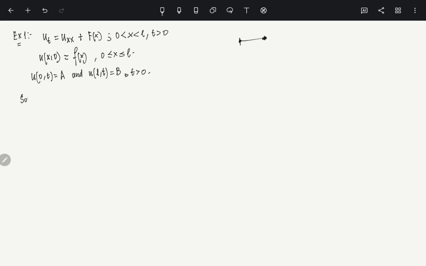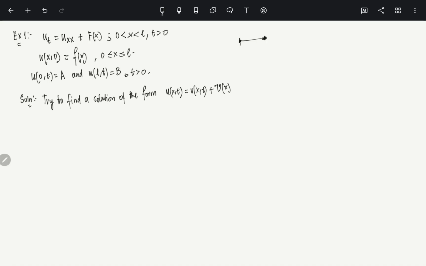So the solution, how to find it? See, what we'll do is this. Again, the trick is this, we have to somehow reduce this problem to the homogeneous problem, but how am I supposed to do that? Okay, so let's see. What we'll do is try to find a solution of the form u of x,t equals v of x,t plus capital U of x. Is it okay? This is what we are assuming.